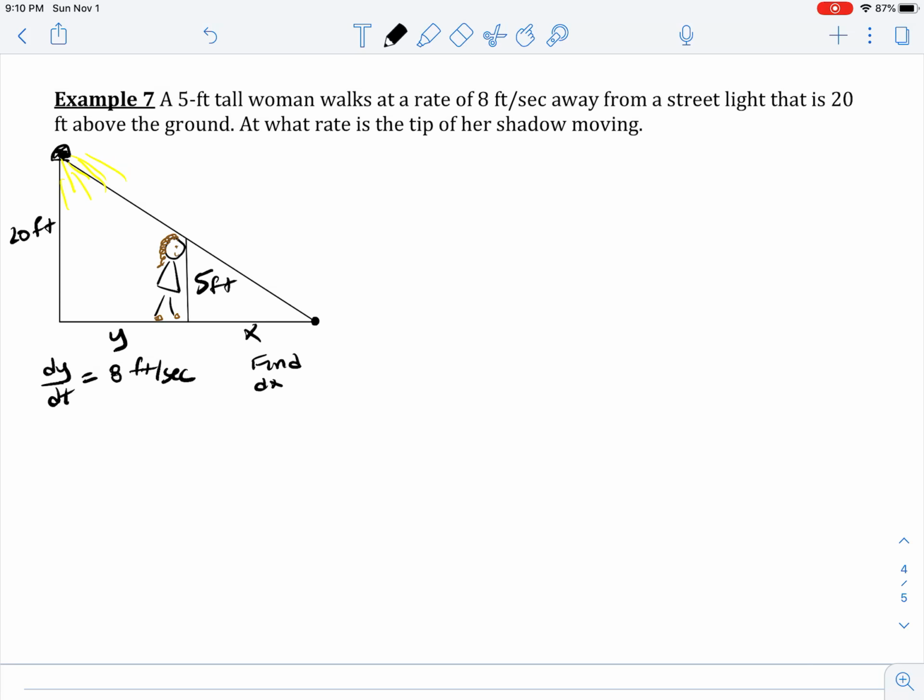And if I call this one x, we want to find dx/dt, because that's going to be the rate of the tip of her shadow. That's how much her shadow is moving. Good. So how can I relate my variables? That's probably going to use some similar triangles here.